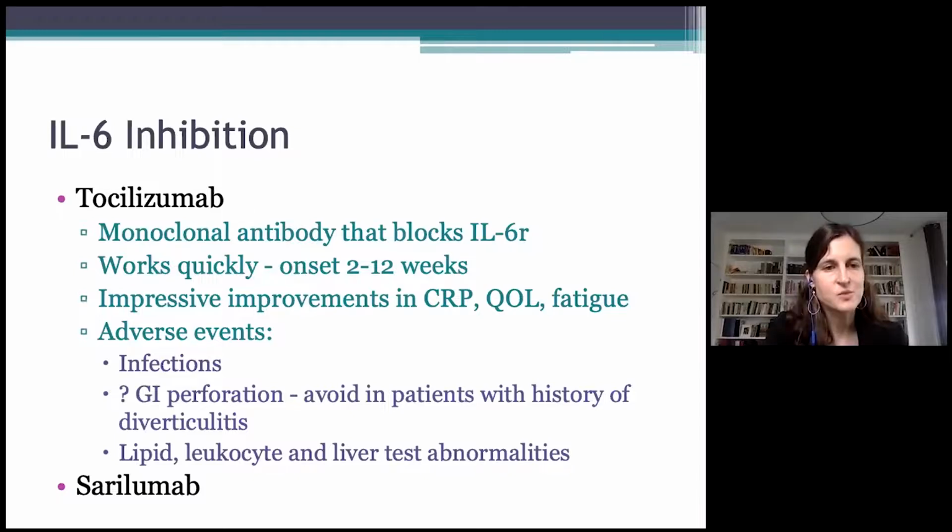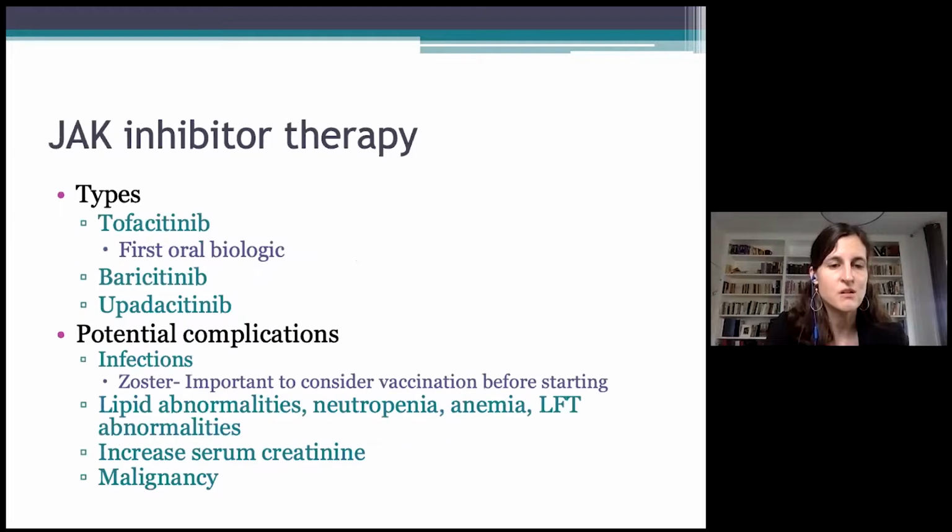Again, with the biologics, we worry about increased risk of infection, so you need to monitor closely. There is a potential increased risk of GI perforation in patients, particularly in those who have a history of diverticulitis. So we always ask about this history before starting the medication. We do monitor lipid, leukocyte, and liver tests frequently because we can see abnormalities with tocilizumab. Sarilumab is another medication that deals with IL-6 inhibition that has been recently approved and that we are starting to use in our arsenals as well.